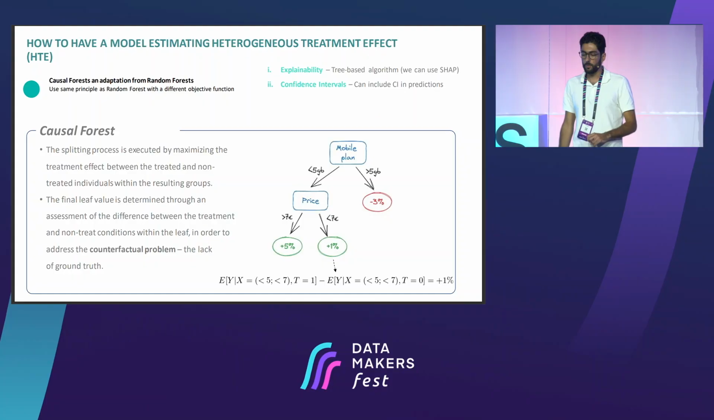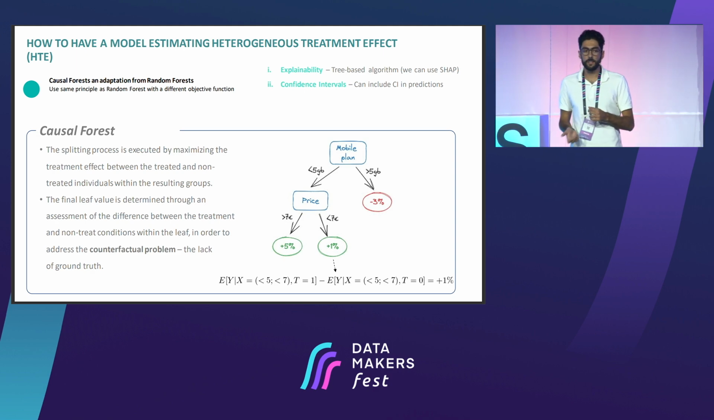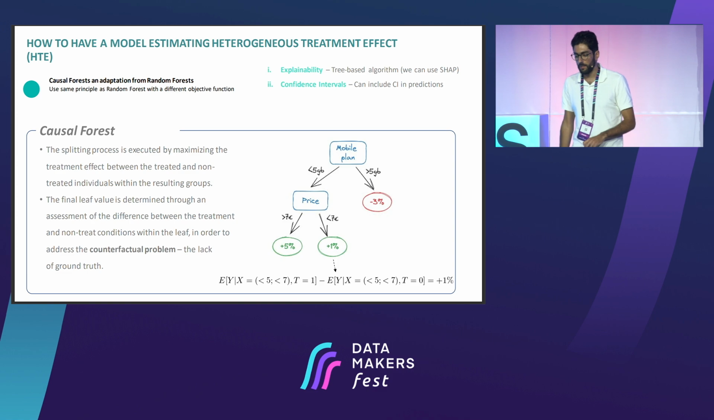Our next approach was to use causal forests. You already probably know the random forest. The idea here is very similar. The principle is the same, so you have a lot of trees. In this case, they call them causal trees instead. The idea is the same, however, it has some different objective functions.